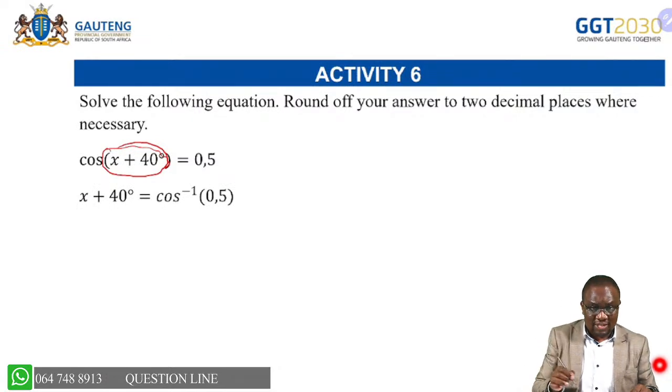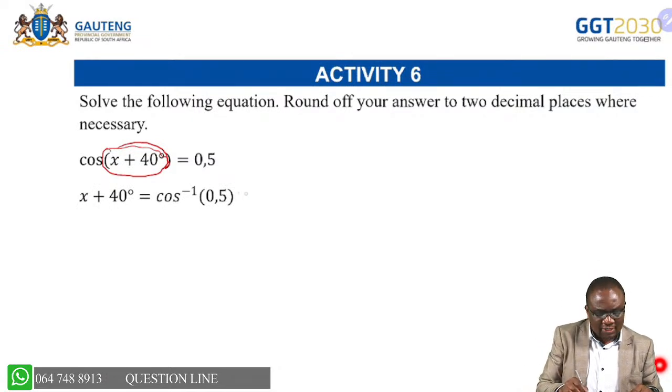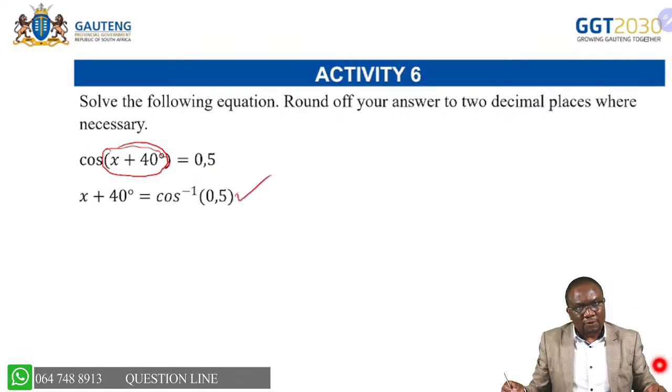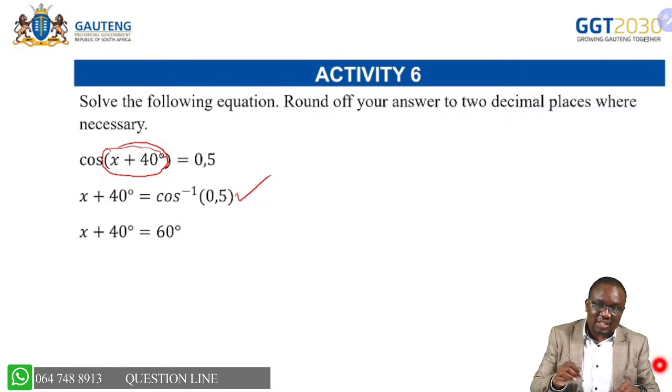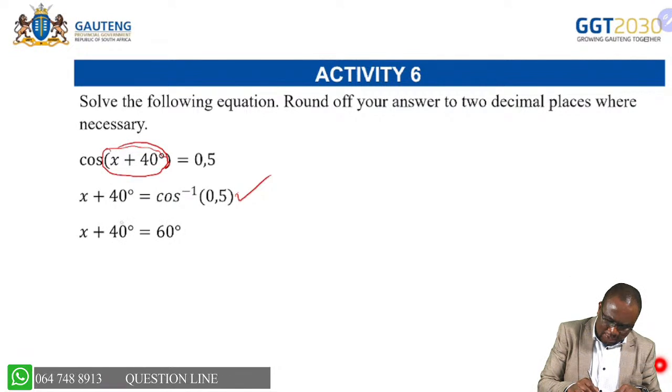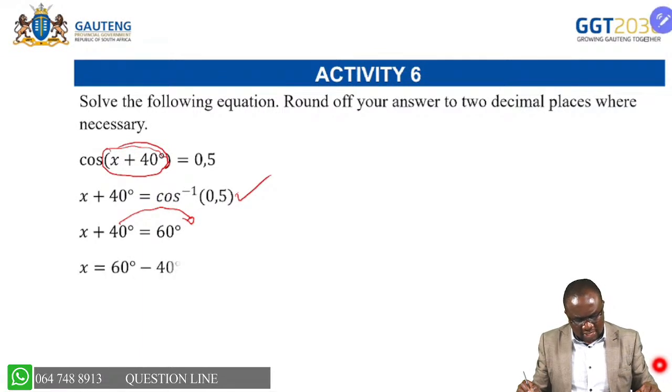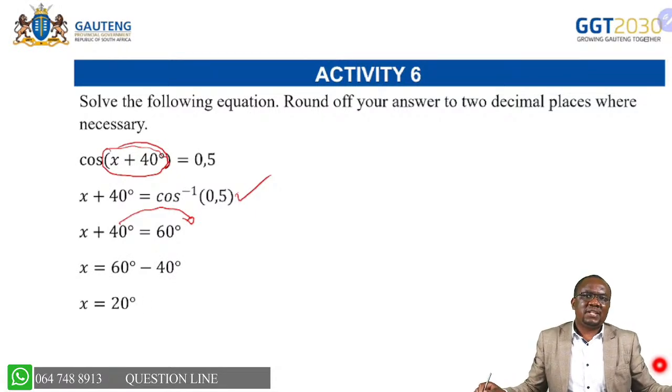Okay, can you do that? You should have done that. We're marking now and making corrections at the same time. Right, now x plus 40, what is arc cos 0.5? It is 60 degrees. Then we transpose. We said transpose means it's going to the other side, but remember, it changes sign. The positive 40 must become negative 40. And then x is equal to 60 degrees minus 40 degrees. X is equal to 20 degrees.